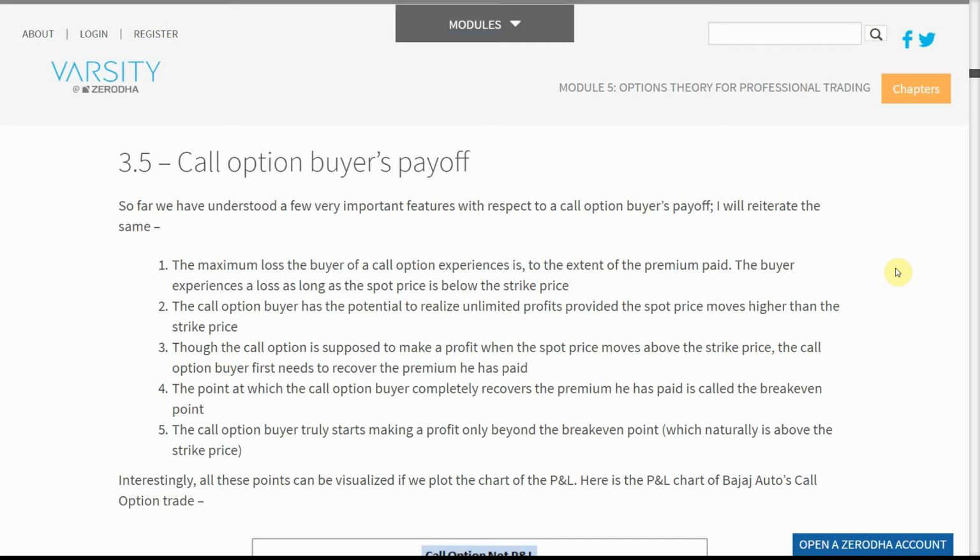Though the call option is supposed to make a profit when the spot price moves above the strike price, the call option buyer first needs to recover the premium he has paid. The point at which the call option buyer completely recovers the premium he has paid is called the break-even point. The call option buyer truly starts making a profit only beyond the break-even point, which naturally is above the strike price. Interestingly, all these points can be visualized if we plot the chart of the P&L.